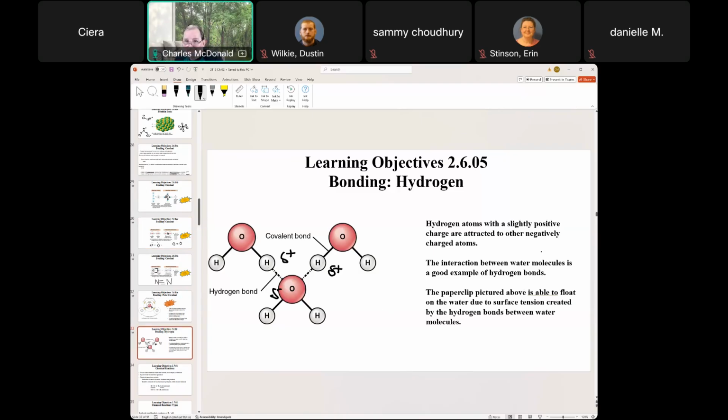And this is another kind of bond. It's called a hydrogen bond. And we're going to see a lot of that later on in this chapter. So this is really important. And it's weak. It really is. And yet so much of our body chemistry depends on this weak bond.